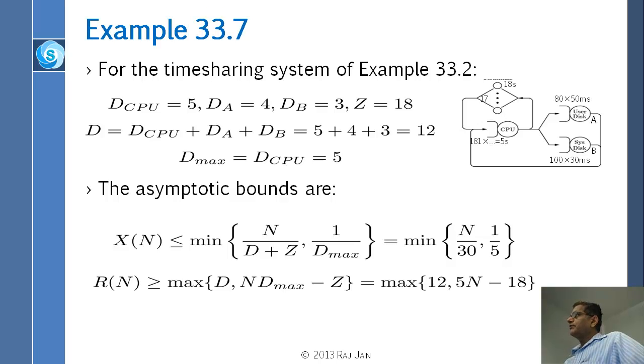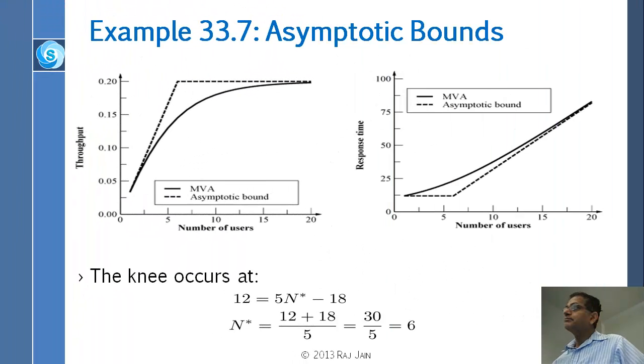For response time, it has to be more than the maximum of these two. The maximum of D, capital D, is 12, and N times D max, which is 5, so 5 times N minus Z, where Z is 18. So we know basically these bounds are a function of N, where N is the number of users. We can plot them.